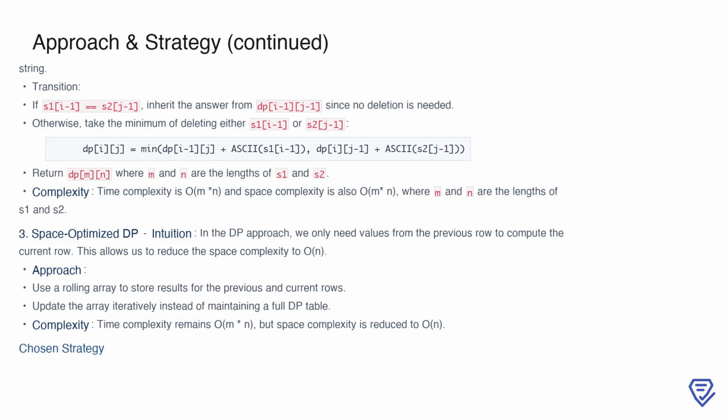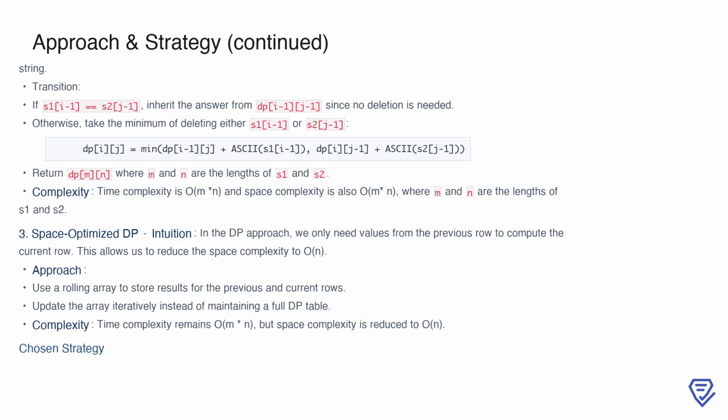However, if the characters differ, we calculate the minimum cost by either deleting the character from the first string or from the second. This is represented by the formula dp[i][j] equals min(dp[i-1][j] plus ASCII(S1[i-1]), dp[i][j-1] plus ASCII(S2[j-1])). At the end, the value stored in dp[m][n], where m and n are the lengths of the two strings, gives us the result. The time complexity of this approach is m*n, because we fill the entire table, and the space complexity is also m*n, due to the 2D array.